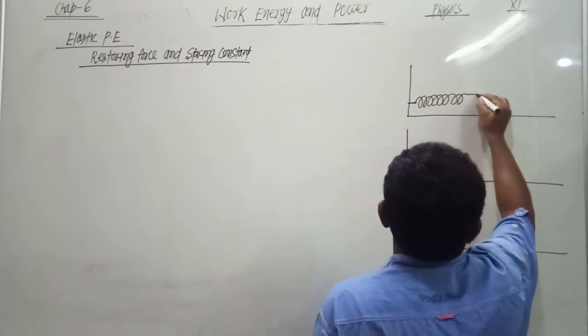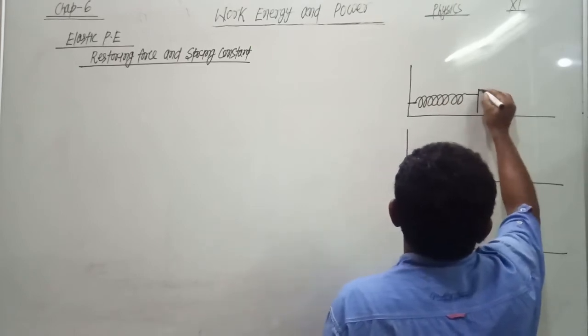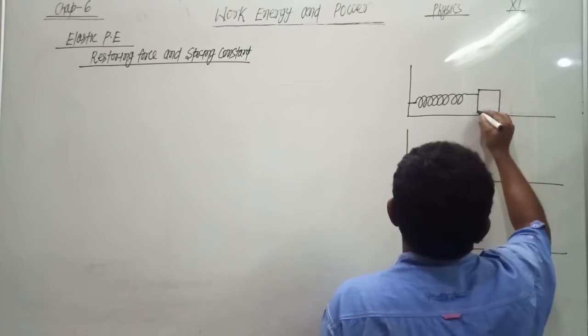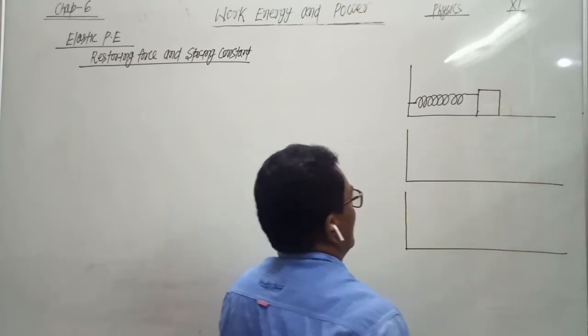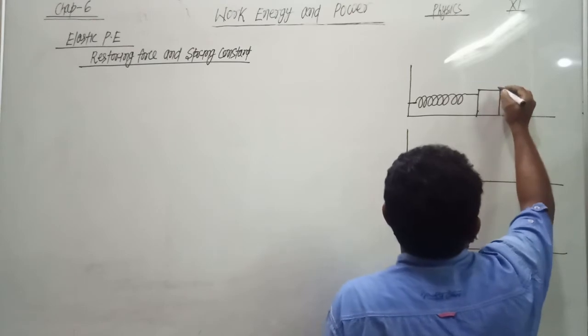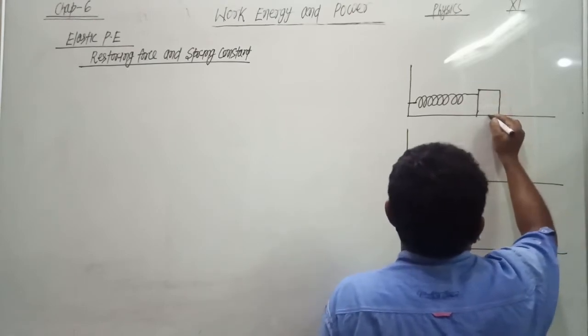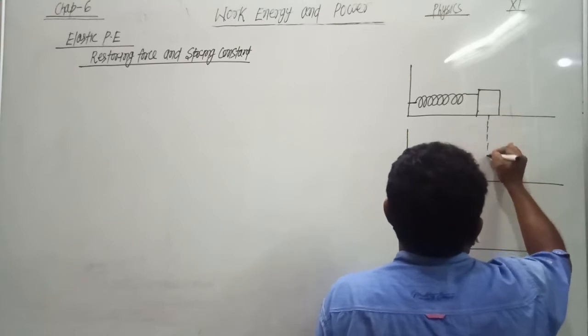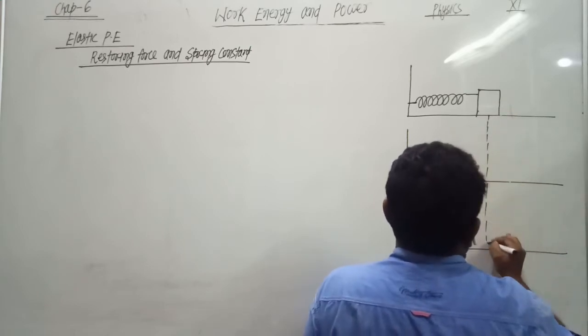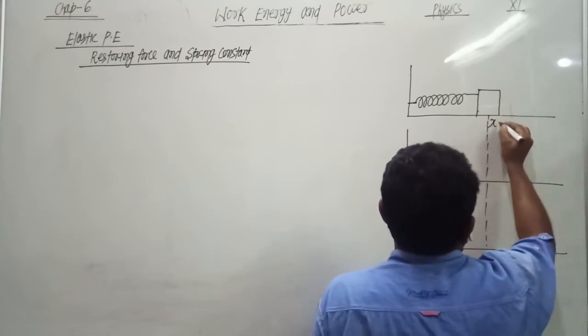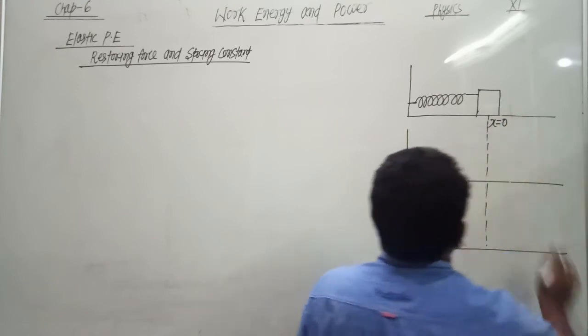This is the initial position of the spring. A mass M is attached to the spring. This is the initial condition, and at this position, x equals 0.